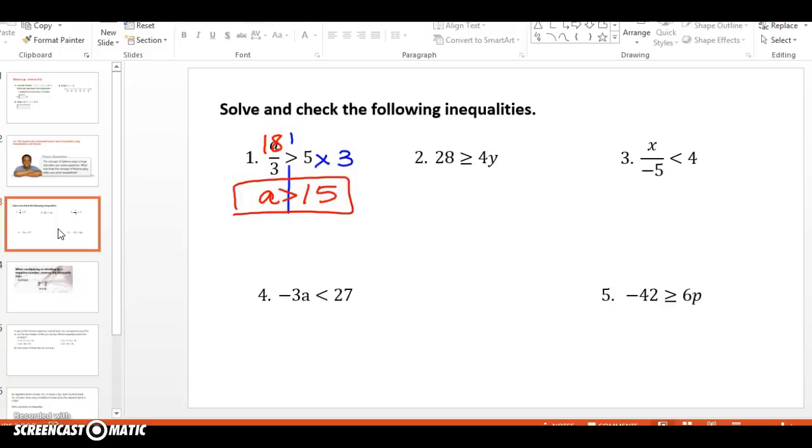All right, let's look at the next one. How do I solve 28 is greater than or equal to 4y? Catherine? Good. Divide each side by 4. So I divide this side by 4 and this side by 4. I keep my greater than or equal to sign. Here's my y. 28 divided by 4 is 7.